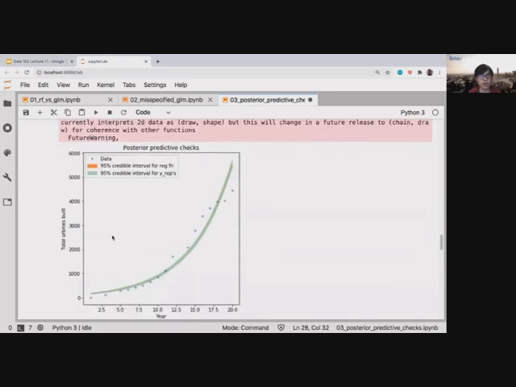Let's try to interpret this. The blue dots here are our data. These are the actual observations of the total number of turbines built across 20 years. Now I want to talk a bit about what the green band and the orange band mean. If you look closely, you see that there's an orange band that lies in the middle of the green band. First let's talk about the green band.